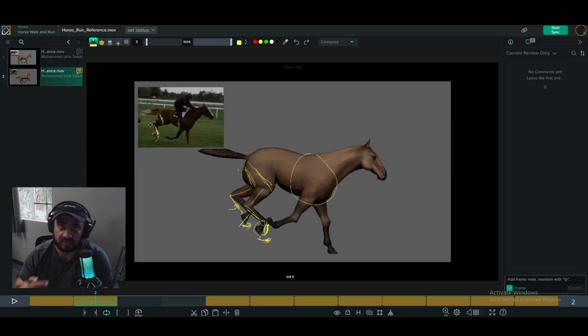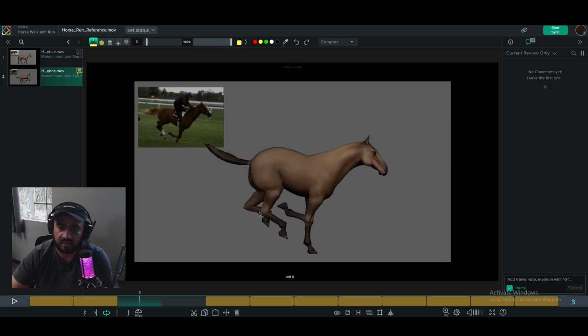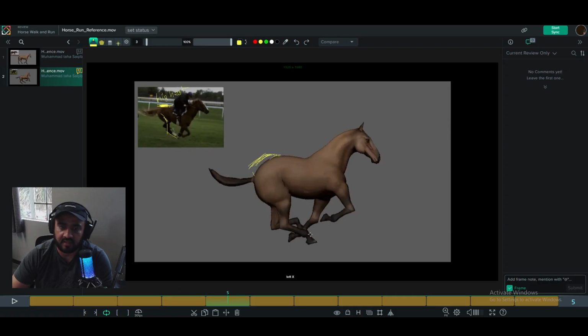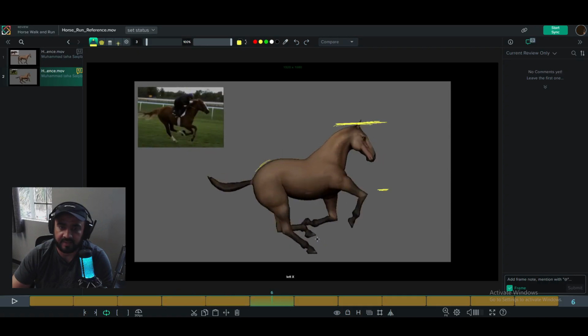So we will follow the same kind of poses like we have in the reference. So this one will be less, not as much as that. This one is already broken, so let's reduce that. And this rule will apply all over the run over here.